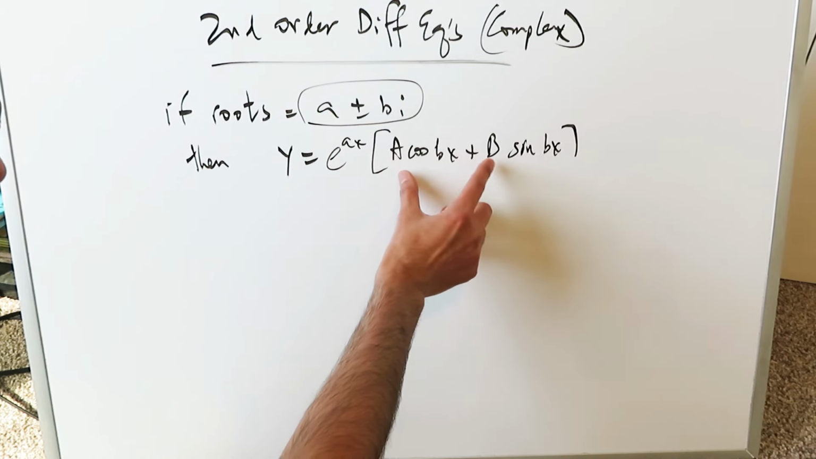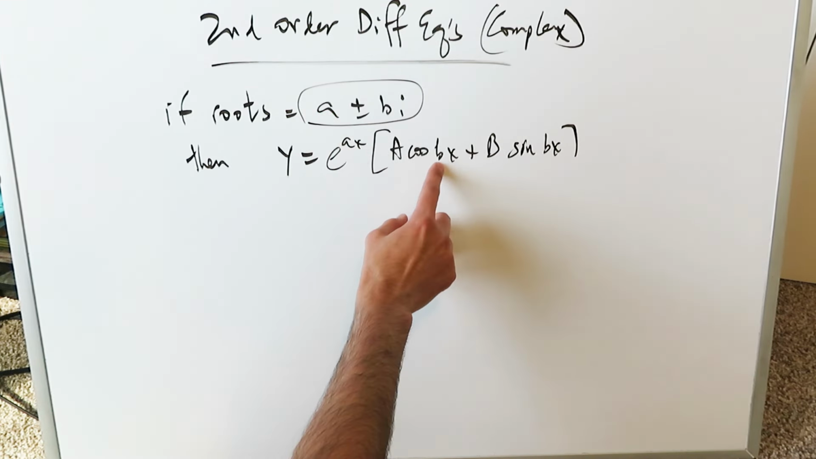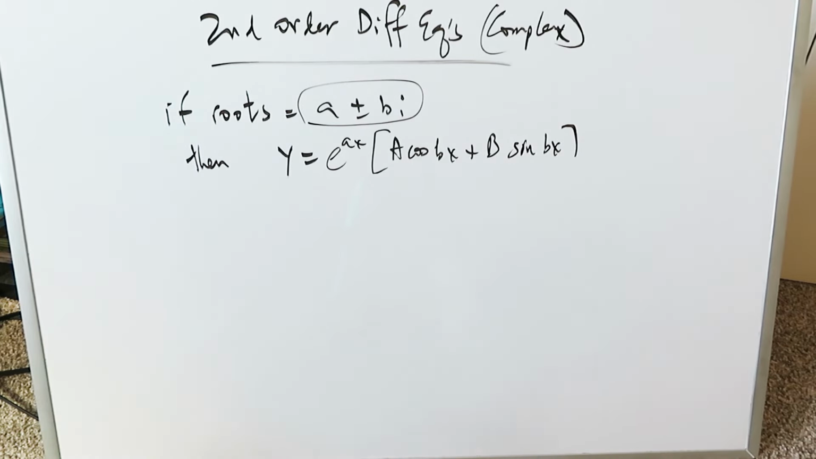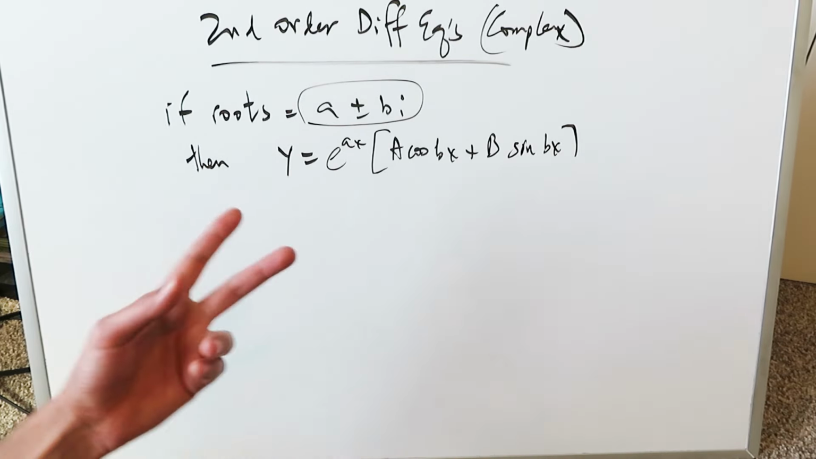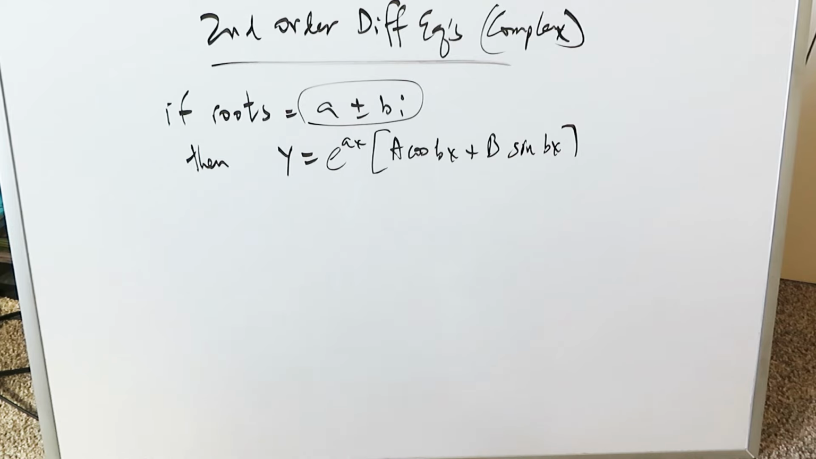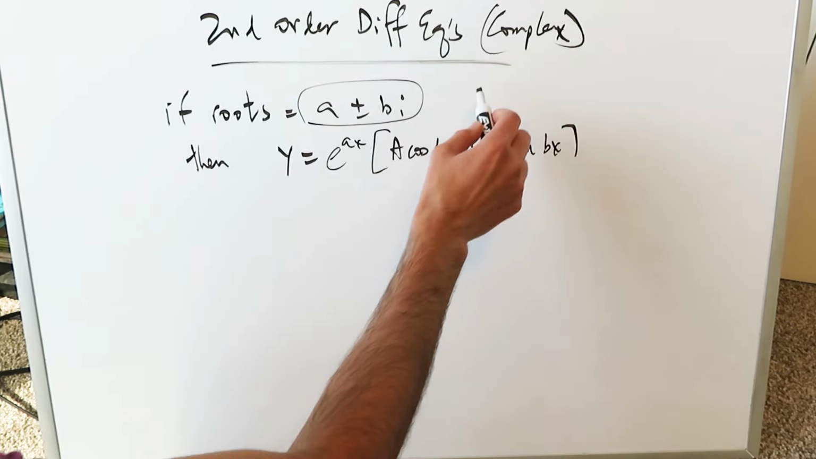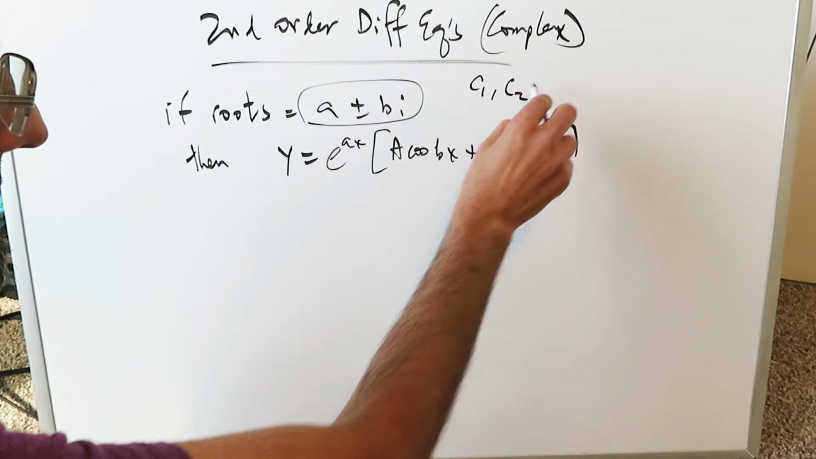The a and the b would come right over here. A right here, the b right here. The capital A and the capital B represent the two constants. Since we're looking at second order, there should be two constants generated in the solution. The capital A and capital B can be represented using another designation, C1 and C2.